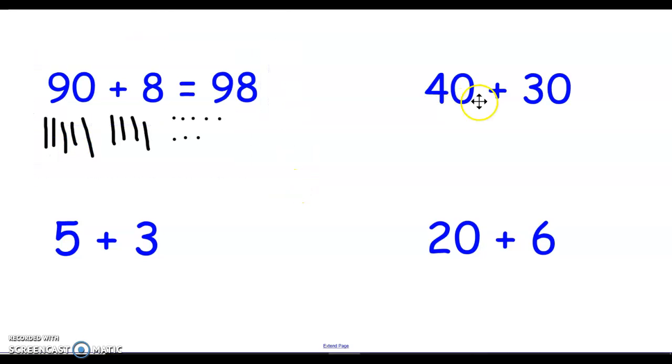All right, let's look at the next one. So here we added tens and ones, so we added both here. If we look at 40 plus 30, are we adding tens, ones, or both? Talk to your homework helper.